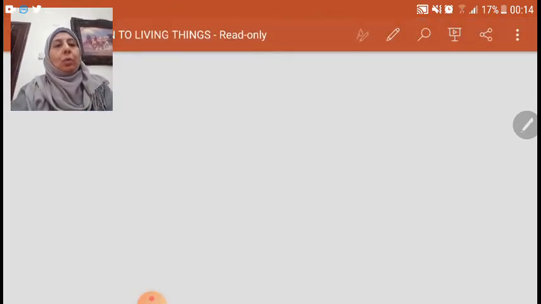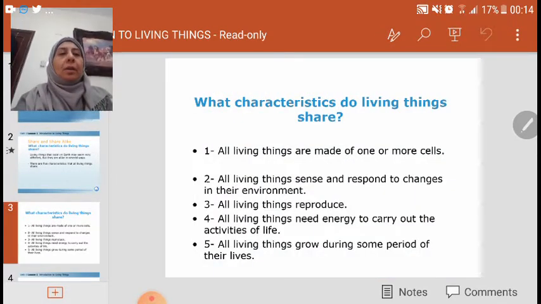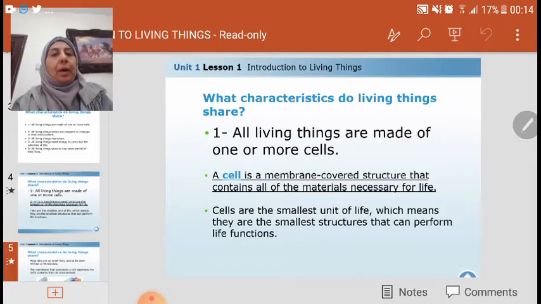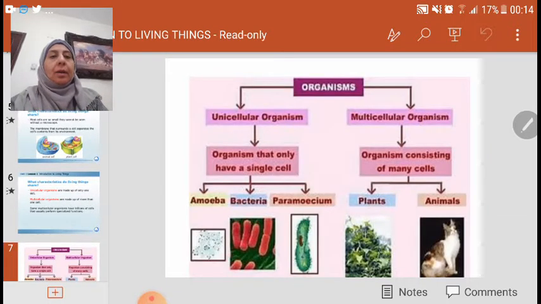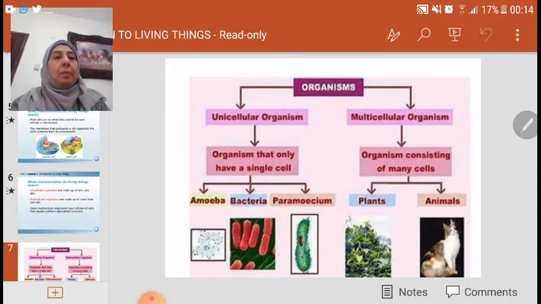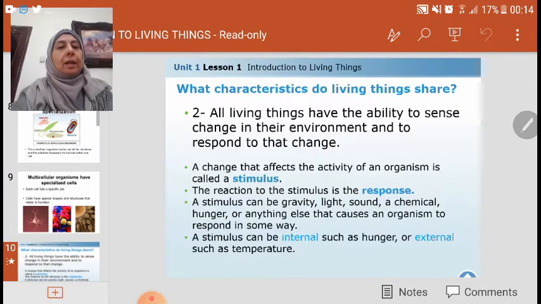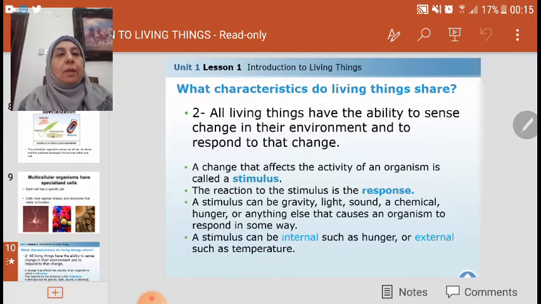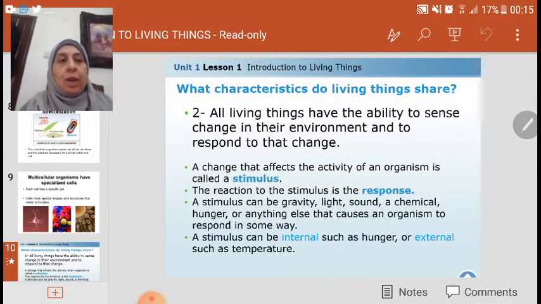In lesson one, we talked about the first characteristic, which was that all living things are made of one or more cells. And we learned about the two types of organisms, the unicellular organisms and multicellular organisms. Today, we are going to talk about the second characteristic of all living things. That is, all living things have the ability to sense change in their environment and respond to that change.